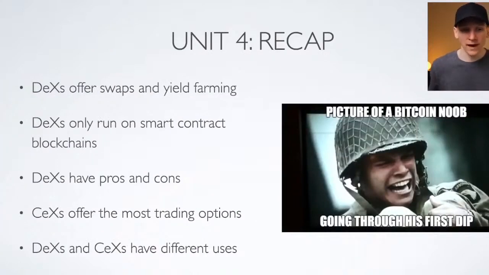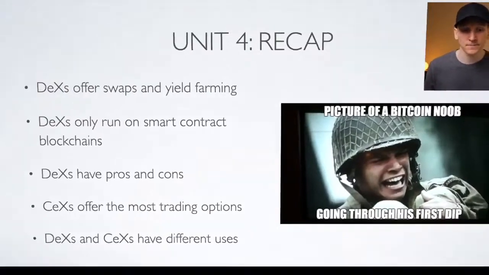So what's the recap? DEXs offer swaps and yield farming. That's a positive. They only run on smart contract blockchains. They have pros and cons in terms of they're slow and they're also not great for day trading. And they also have security concerns if you go for the less well-known DEXs. We're going to have to use a centralized exchange to day trade and swing trade our cryptocurrencies.